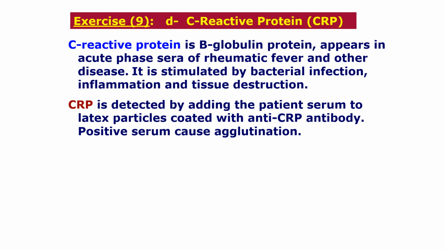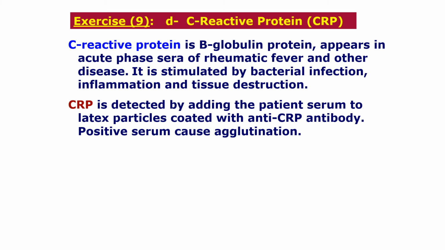CRP. C-reactive protein is a beta-globulin protein produced in our body, but it mainly appears in the acute phase of rheumatic fever and other diseases, not only rheumatic fever. Mainly it is stimulated and elevated by bacterial infection, inflammation, and tissue destruction.